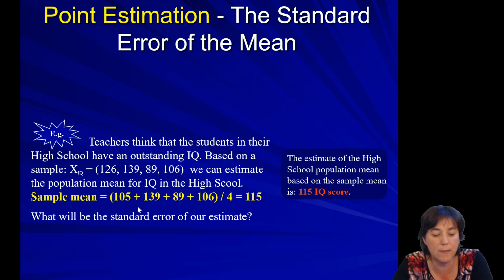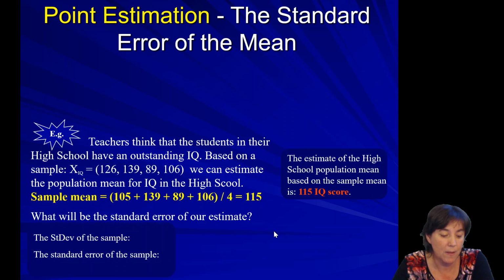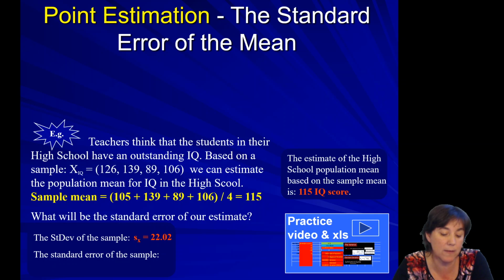What is your hint just by looking at the raw numbers? It's always a good idea to make some pre-assumptions. Well, they're quite variable. It's not like everybody has a high IQ. There's a very low one, there's a very high one, and some around the normal 100, which is the standard population IQ mean. So the standard deviation of the sample can be calculated. It's 22.02. 22 is fine if you're reporting this in a conclusion.